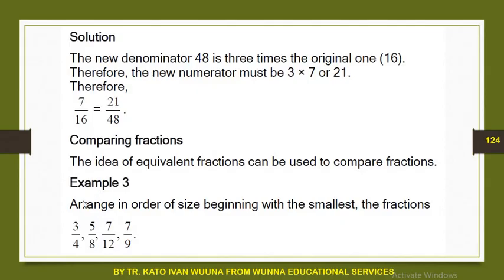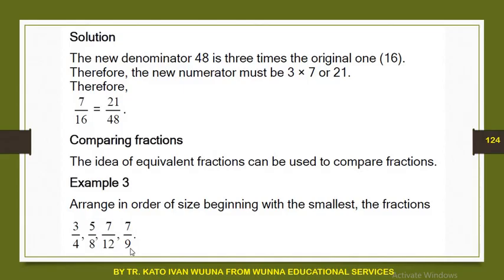So our question is, arrange in order of size, beginning with the smallest, the fractions given. We have 4 fractions, which are 3 over 4, 5 over 8, 7 over 12, 7 over 9.